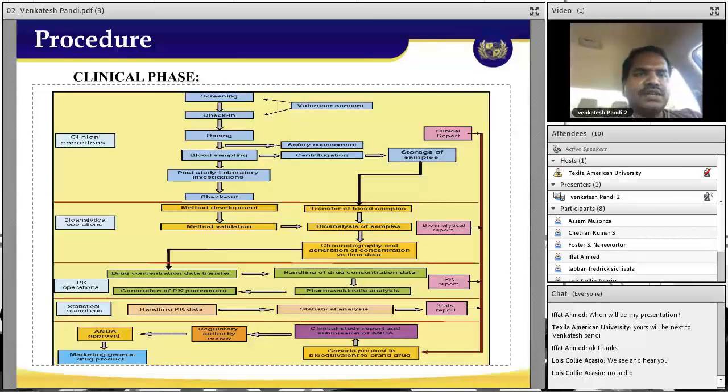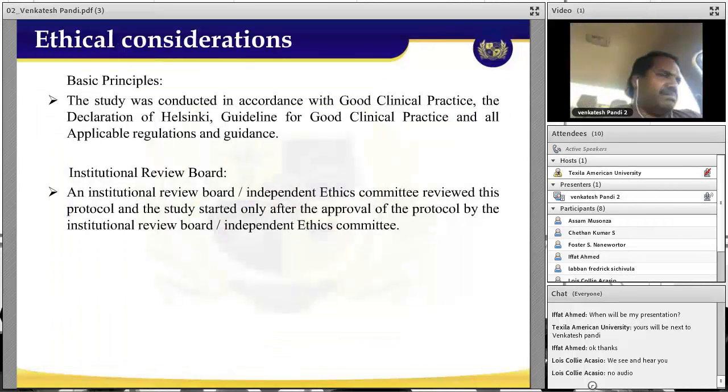So the clinical phase procedure is this. The flowchart will explain it. I've done the screening. After that, the consent, then the check-in, and dosing has been done. I've done it in two periods. After 7 days, they came back. After the checkout, the safety sample was taken, and we ensured that they were healthy. Then the bioanalytical process was started. Based on the concentration data we got, the PK statistical operations were performed, and generally we do it like this.